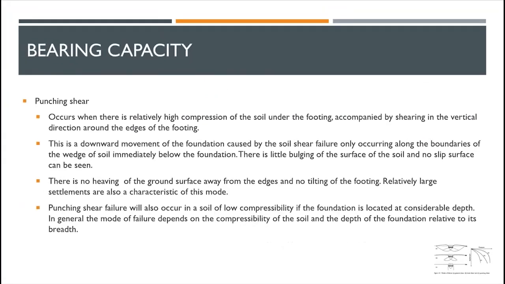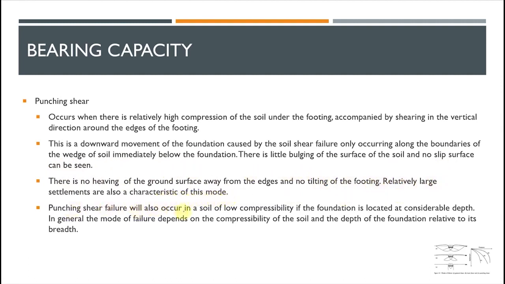Lastly, we have punching shear, which occurs when there is relatively high compression of the soil under the footing, accompanied by shearing in the vertical direction around the edges of the footing. This is downward movement of the foundation caused by soil shear failure only occurring along the boundaries of the wedges of soil immediately below the foundation. There is a little bulging of the soil surface and no slip surface can be seen. There is no heaving of the ground surface away from the edges and no tilting of the footing. Relatively large settlement is also characteristic of this mode.